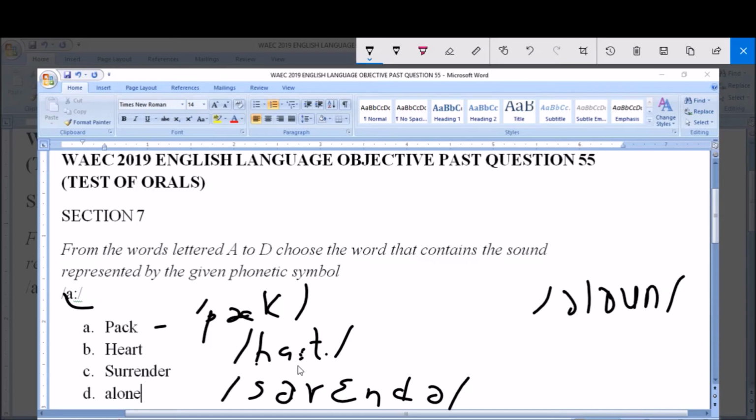So from what we have here, heart has the long R sound and is the sound that was given to us. So the correct answer is B, heart.